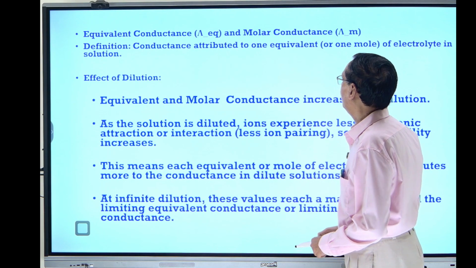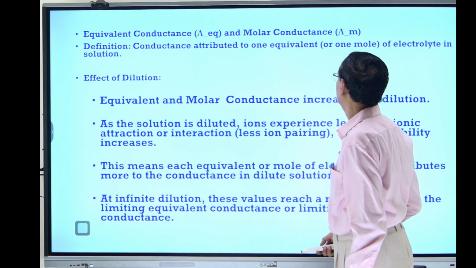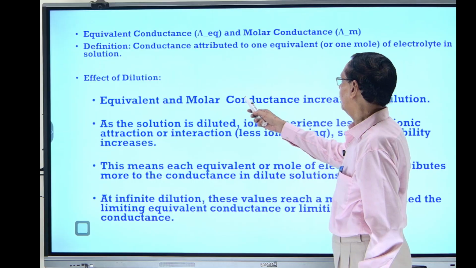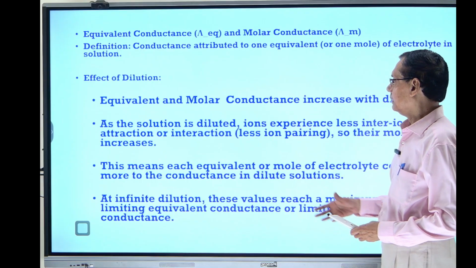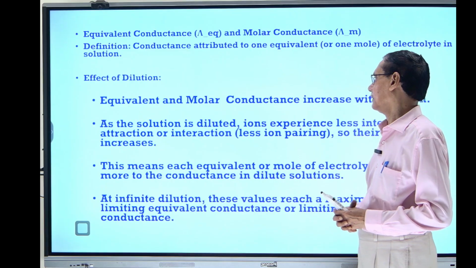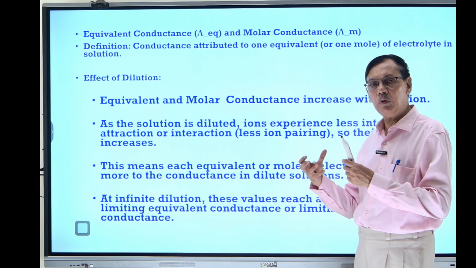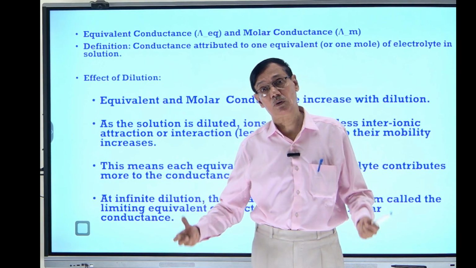So why is there an increase? Because equivalent and molar conductance increase with dilution. As the solution is diluted, ions experience less interionic attraction, less ion pairing, because there are already a large number of ions, it is a strong electrolyte.